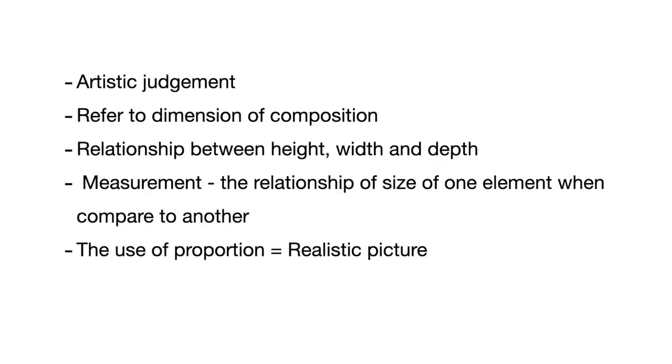The next principle that we will look at is proportion. Proportion, also known as artistic judgment, refers to the dimensions of a composition, as well as the relationship between height, width, and depth. This can be a measurement, which is the relationship of the size of one element when compared to another. When proportions are used, it creates a realistic image.